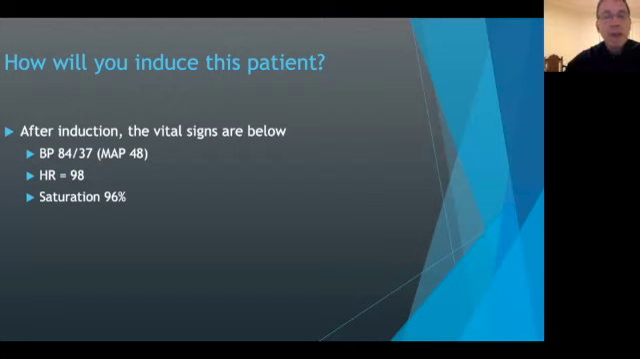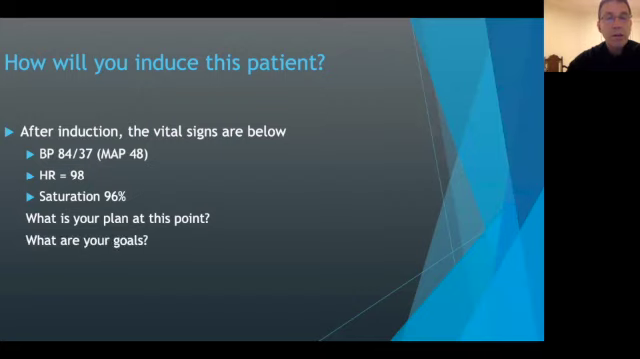So basically you've induced the patient, the mean arterial pressure is too low, and it's an issue there. So let's go to the next one. And we've already talked about your plan. What are your goals? And I know that somebody had talked about the paper on hypotension. And so what I'm going to do is go over my slides.